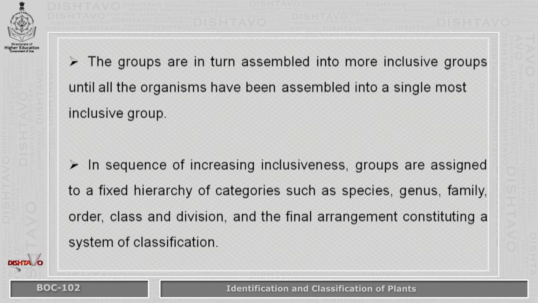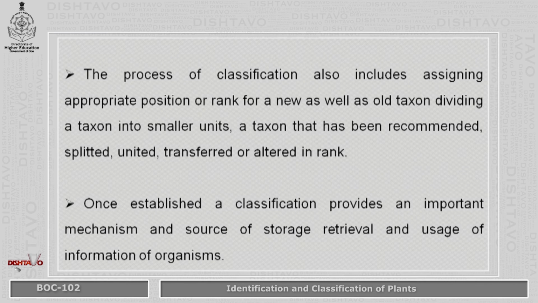These groups are in turn assembled into more inclusive groups until all the organisms have been assembled into a single most inclusive group. In the sequence of increasing inclusiveness, groups are assigned to a fixed hierarchy of categories such as species, genus, family, order, class, and division, and the final arrangement constitutes a system of classification. The process of classification also includes assigning appropriate position or rank for a new as well as an old taxon, dividing a taxon into smaller units. A taxon that has been recommended, split, united, transferred, or altered in rank.